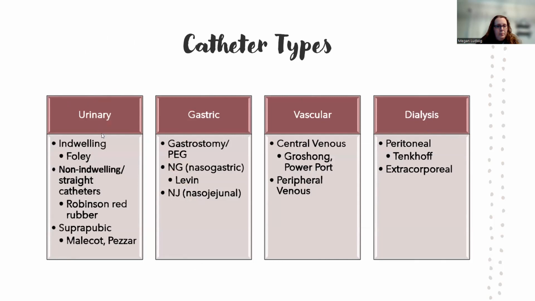Okay, so urinary can be in a couple categories, three main categories here. You have an indwelling urinary catheter, a non-indwelling, sometimes we call it a straight catheter, a straight cath, and then a suprapubic catheter. So if something is indwelling, this indwelling Foley catheter stays in place. It stays in place by a balloon, and I'll show you a picture of that here in a bit.